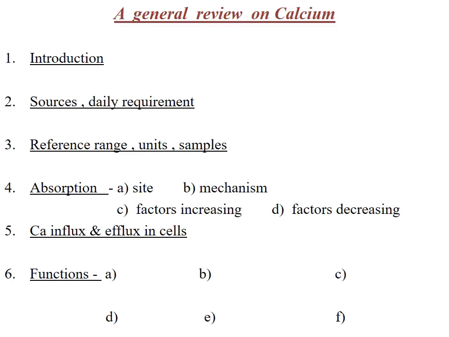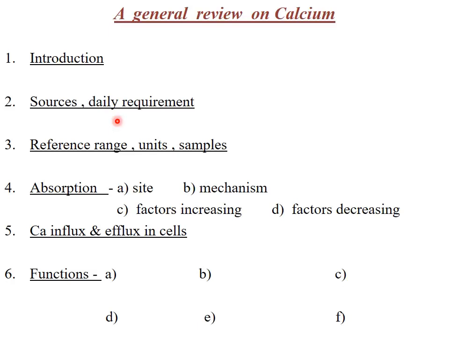What is the daily requirement? In general, in adults it is 500 mg per day, and in a child it is 1200 mg per day. In certain conditions the requirement is more, like in pregnancy and lactation, or in aged persons more than 50 years of age, where 1500 mg per day has to be provided.